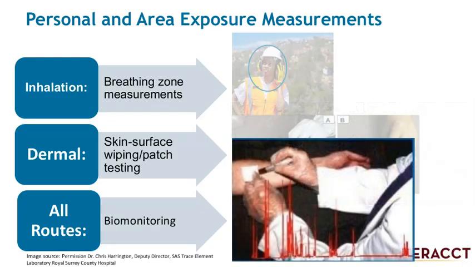Biomonitoring assesses internal exposure that is the culmination of exposure through inhalation, dermal, and oral exposure. There are several types of sources that can be used, including blood, as shown here, urine, hair, nails, and other sources.